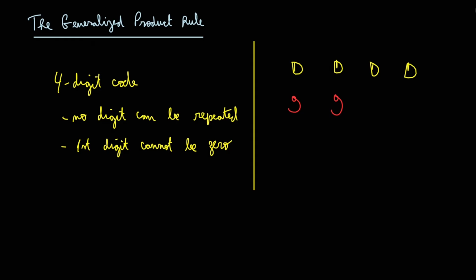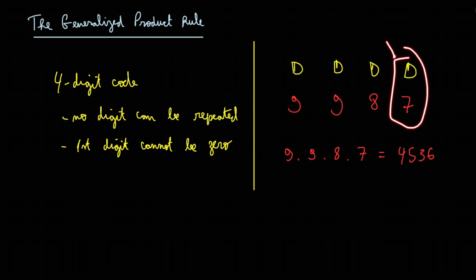Now let's choose the third digit, and this time we've already used 2 digits. So now we have 8 options that remain, which leaves 7 options for the 4th digit. So by the generalized product rule, the total is 9 times 9 times 8 times 7, which is equal to 4,536 possible codes. Notice how each choice depends on the earlier ones, right?